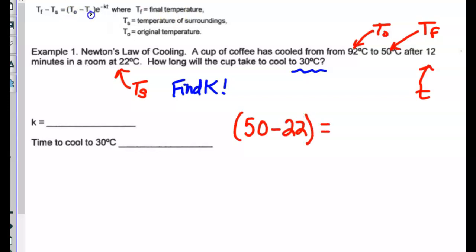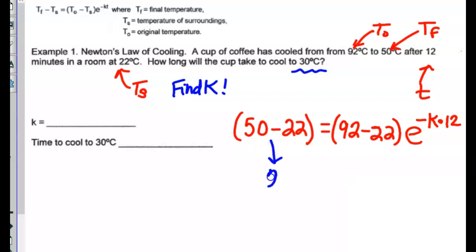Equals original minus surroundings, which was 92 minus 22, right? Surroundings. e to the opposite of k, which we don't know yet, but our time is 12. All right. So 50 minus 22 is 28. How did I do, guys? 92 minus 22 is 70. e to the, is it okay if I write that as negative 12k?